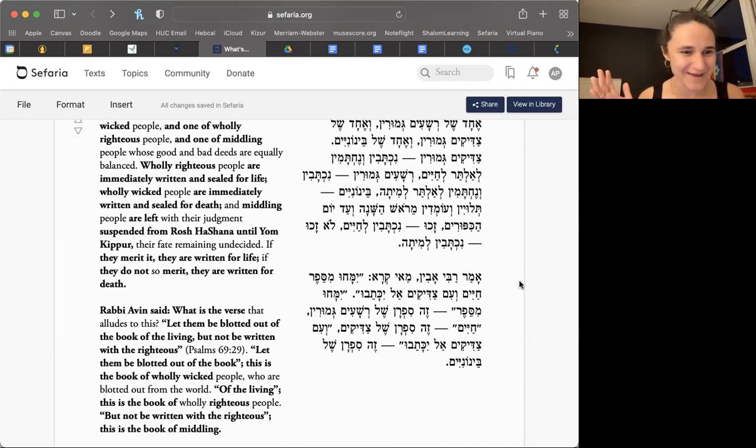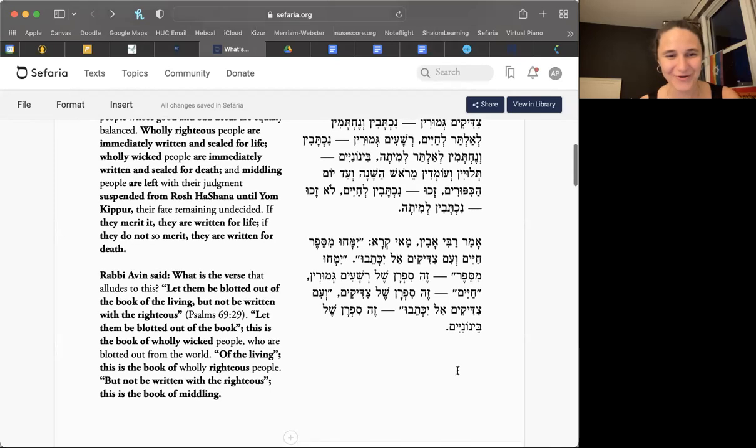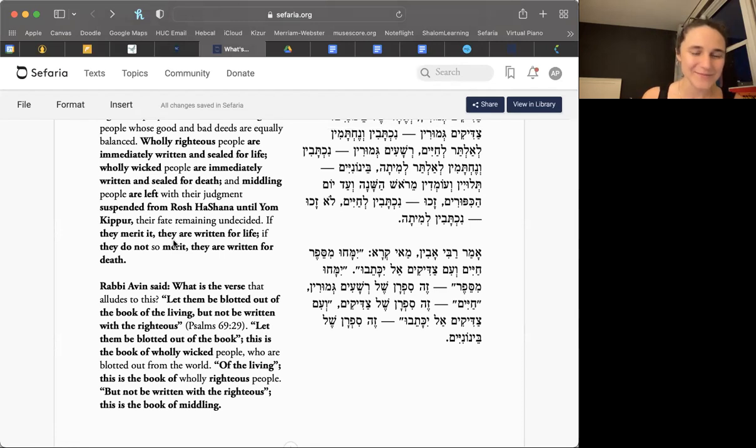Which I didn't include because I feel like so many of us are in the middle, and you know, I imagine with Jewish agita and whatnot, we're all anxious about whether or not we're going to end up in that book at the end. But it does seem like, based on the Talmud here, that by Yom Kippur, all of the people who were in this book of the middling, which there's no reference to anywhere else, at least on Sefaria, or in anything that I've learned, either end up in the book of death or in the book of life.